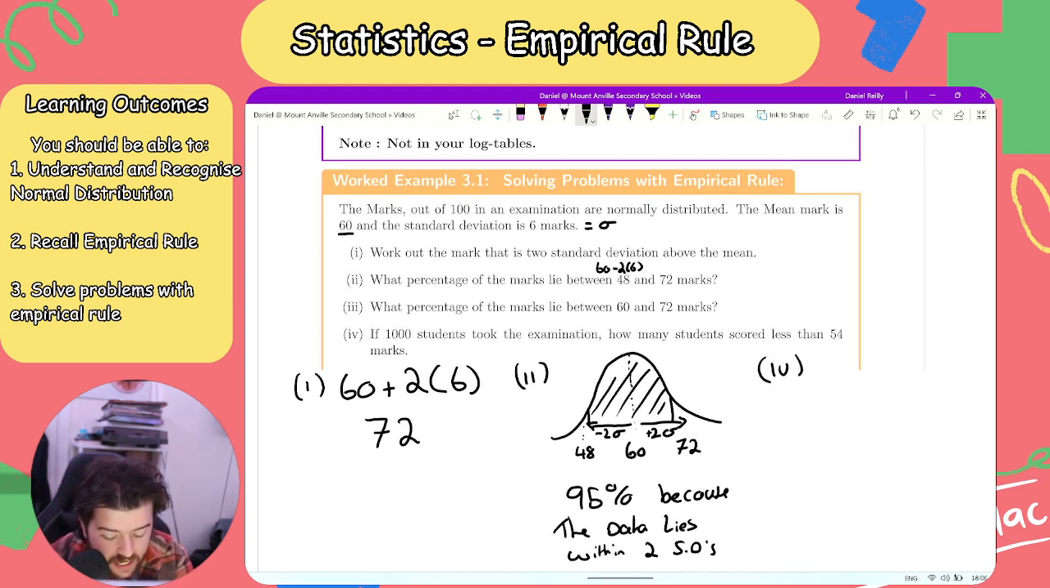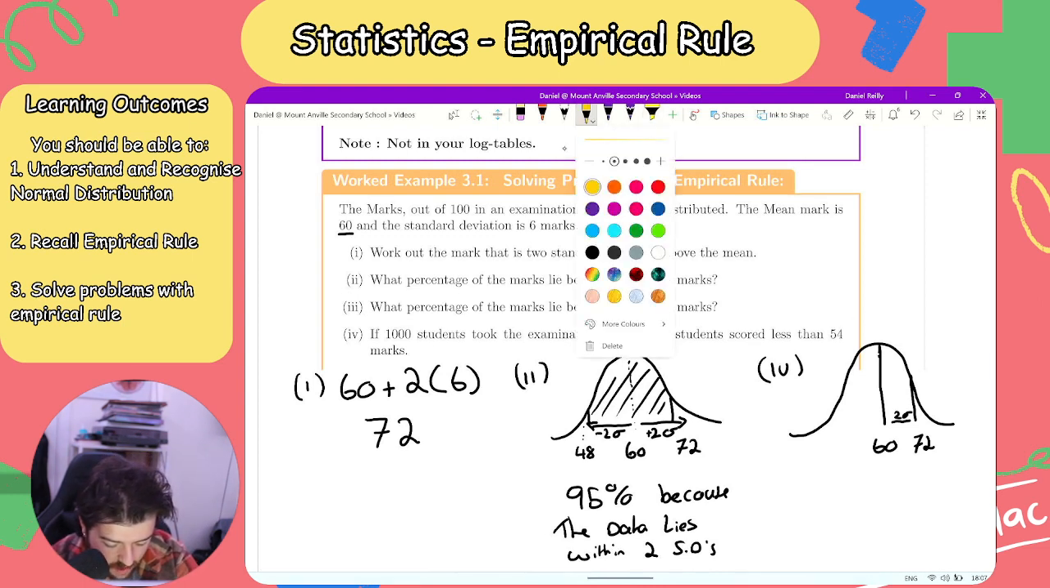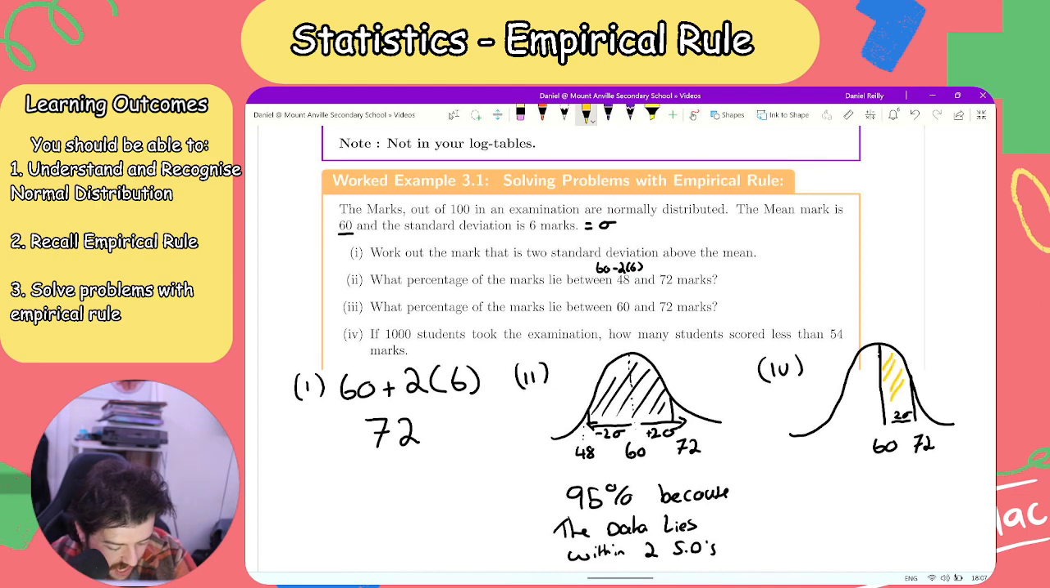IV, what percentage of the marks lie between 60 and 72? Right, so I want to find out now. Here's my mean. So my mean is the middle value right here. And then here it says 72. This is 2 standard deviations above the mean. I want to find this area right here.